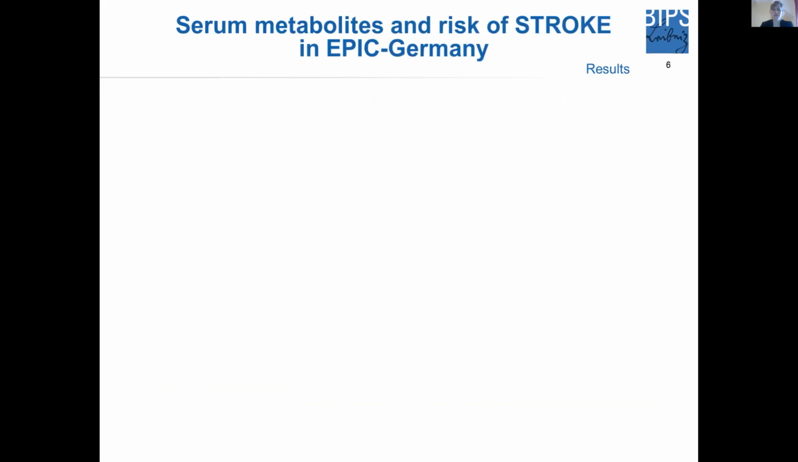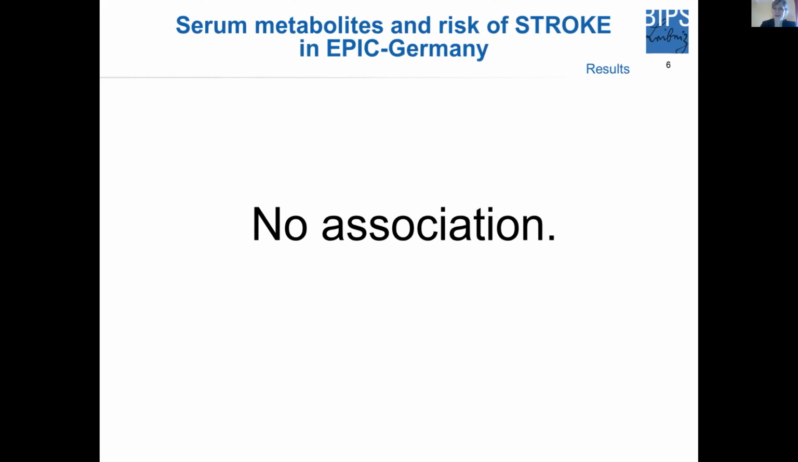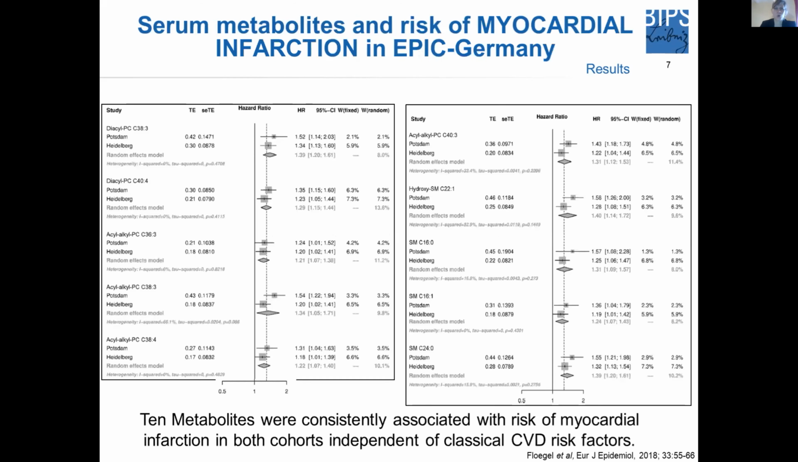So now let's come to the results. For the association between serum metabolites and risk of stroke, to say it in 2 words, we found no association, unfortunately. Of course we found some associations in one cohort and others in the other, but none of them were consistent. Luckily for us, we found some associations for the risk of myocardial infarction. Actually, 10 of the metabolites were consistently associated with higher risk of myocardial infarction in both cohorts and also independent of these classical CVD risk factors.